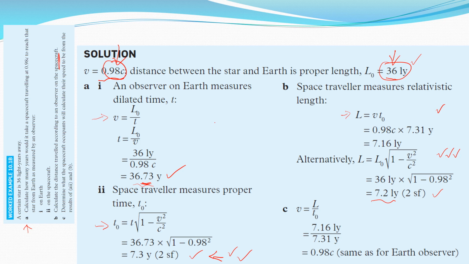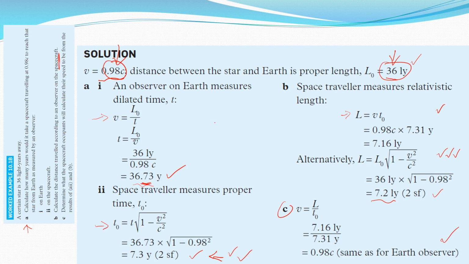And the last one, what do you calculate your speed to be? Well, your speed should be the same because everybody agrees that the velocity of you with respect to the Earth star system is the same. So here's a nice little formula to work that out for you. Length divided by dilated time gives you 0.98, which will be the same. And it should be the same because everybody agrees the velocity is the same.